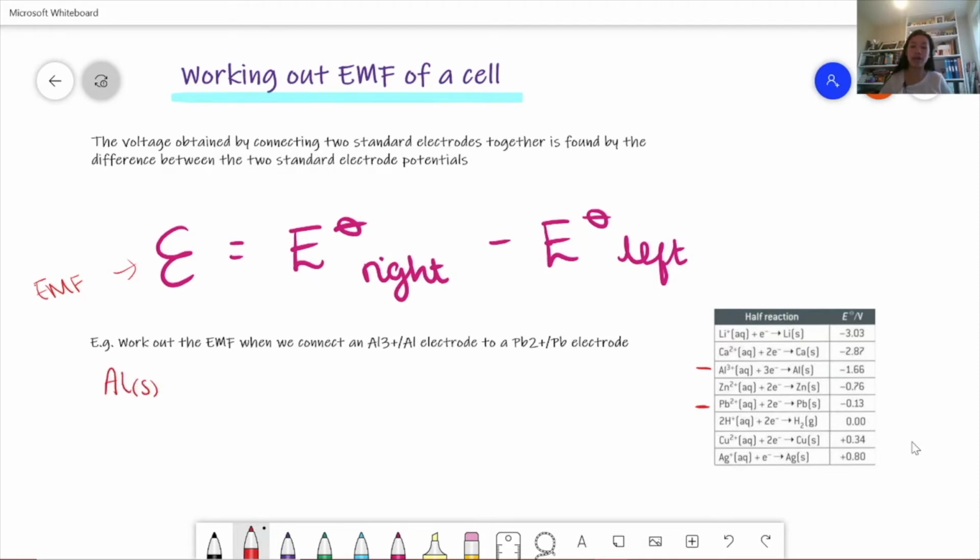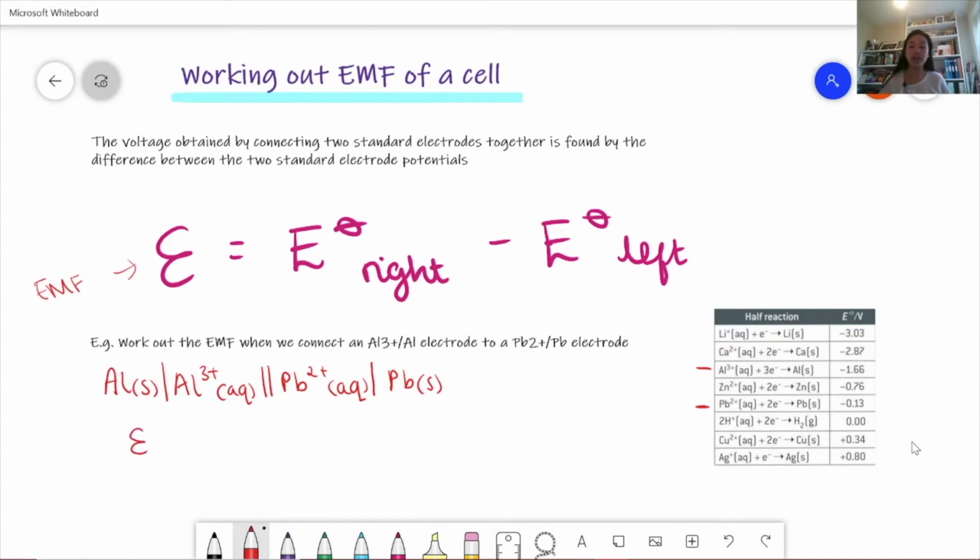We would have aluminium, the solid, and then a straight line, and then Al3+, the aqueous ion, and then we'd have the salt bridge, and then Pb2+ aqueous, a solid line, and then Pb, the solid. And so now we can work out the EMF.